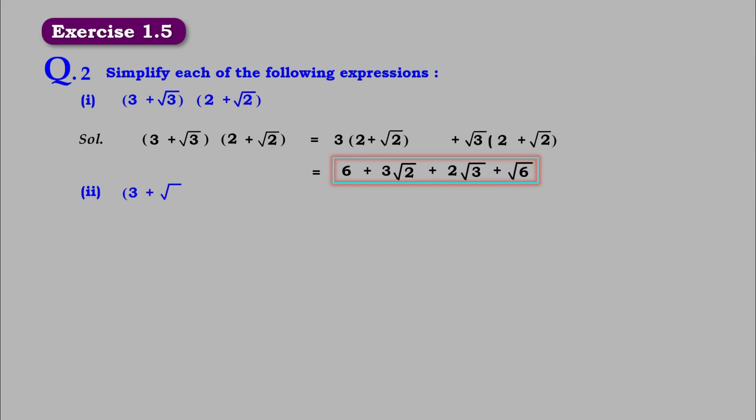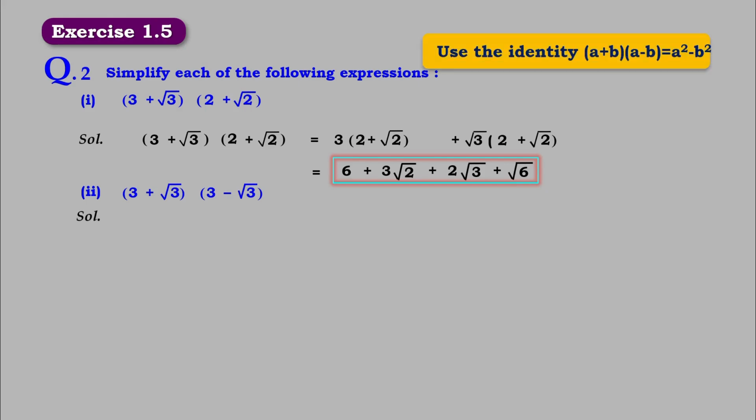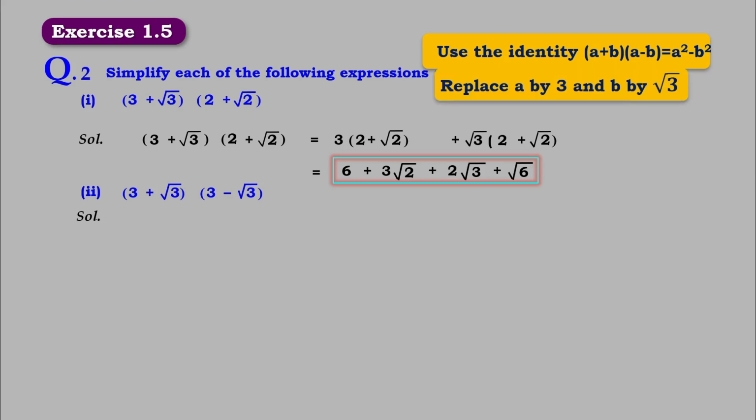Now next problem. 3 plus root 3 and 3 minus root 3. Here we are going to use the identity a plus b into a minus b equals a square minus b square. So we are going to replace a by 3 and b by root 3.